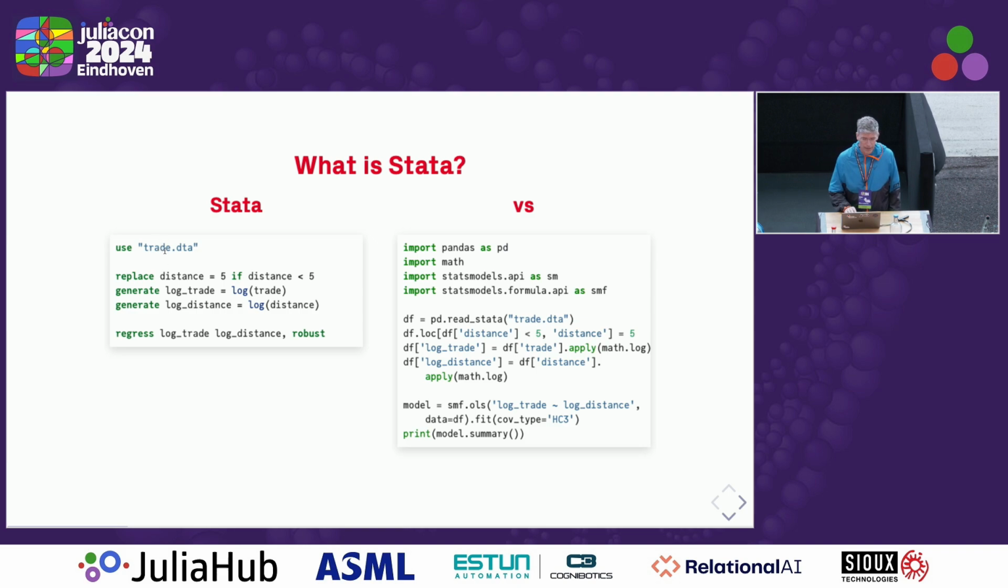You load a data set called trade.dta, then you do some transformation on the distance variable. You want to enforce that distance can never be less than, say, 5. Whether it's kilometers or miles, we don't know, at this stage there are no units in Stata. Then you do some log transformations, and then you run a regression with heteroscedasticity-robust standard errors.